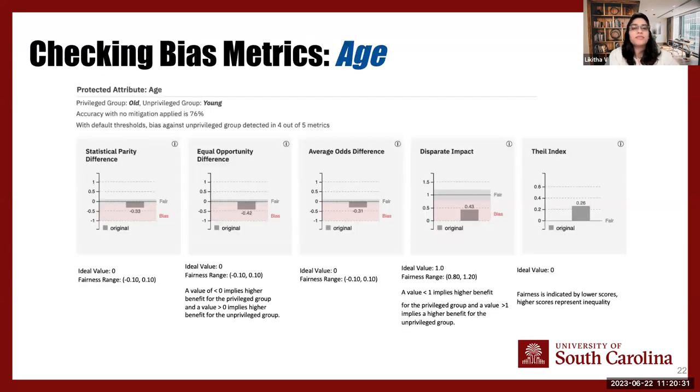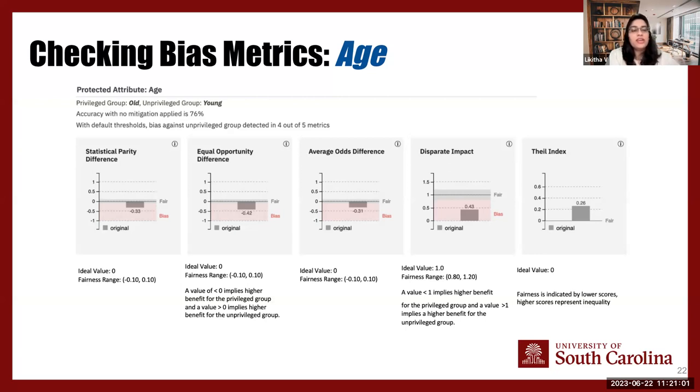Next. And now we check various bias metrics with respect to the protected attribute age. Without the interference of any bias mitigation strategies, the accuracy of this model is currently 76%. In addition to the metrics we talked about, we also applied others to the data set. And we found that 4 of 5 metrics detected that the bias is present within the data. So I'll go through each one of them just briefly.